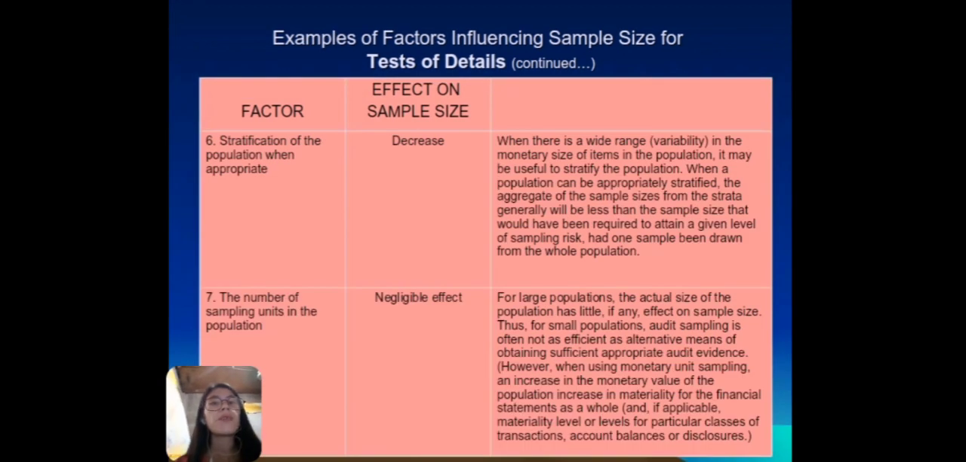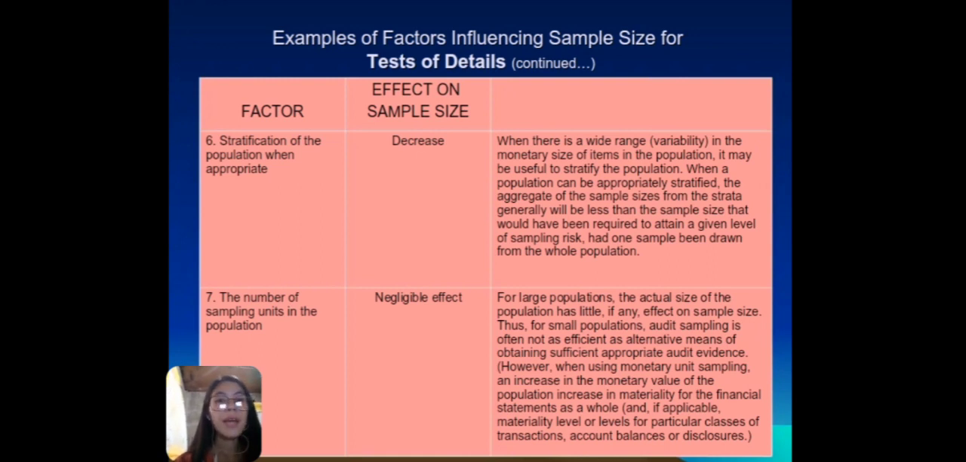The next one, we have the stratification of the population when appropriate. So, it decreases. Why? Because when there is a wide range of variability in the monetary size of items in the population, it may be useful to stratify the population. When a population can be appropriately stratified, the aggregate of the sample size from the strata will generally be less than the sample size that would have been required to attain a given level of sampling risk had one sample been drawn from the whole population.